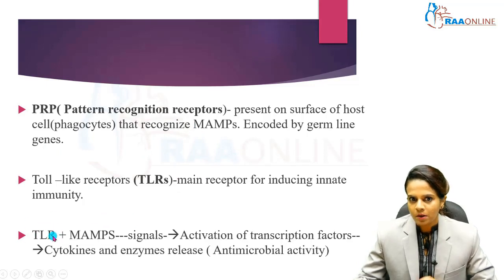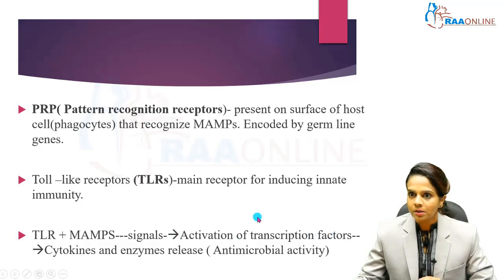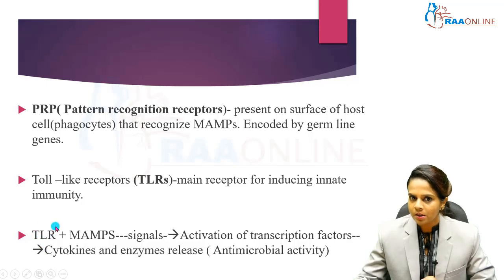So on entry of microbes, these TLRs, that is PRRs, pattern recognition receptors, and MAMPs bind together and create signals that lead to the activation of transcription factors that stimulate the expression of genes encoding cytokines and enzymes, which are responsible for antimicrobial activity. So MAMPs are highly conserved receptors that are present on most of the microbial surfaces, whereas TLR is one of the pattern recognition receptors present on the host cell surface. On microbial entry, these MAMPs are recognized by the TLR, and the binding of both leads to signal generation. These signals lead to activation of transcription factors that stimulate the expression of genes coding for cytokines and enzymes, which are responsible for antimicrobial activity, bacterial killing and further lysis.